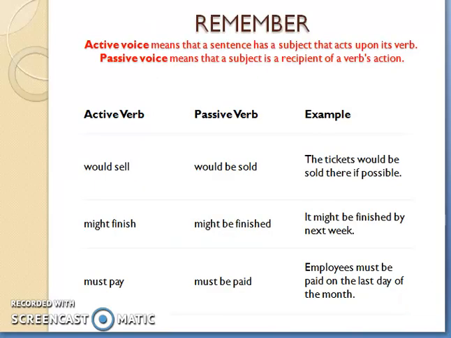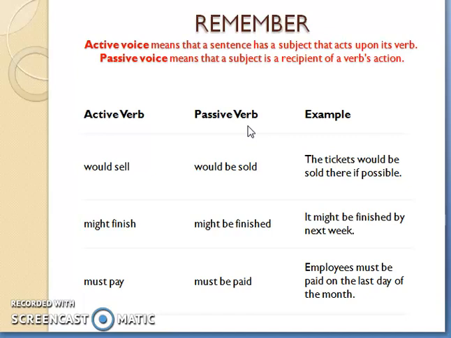Let me explain a little more. I need you to notice the difference between active voice and passive voice. The active voice means that a sentence has a subject that acts upon its verb, but the passive voice means that the subject is a recipient of the verb's action. Okay, let's see. As you can see, you have an example here with active verb and with passive verb.